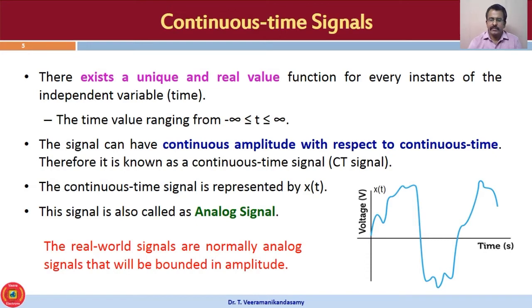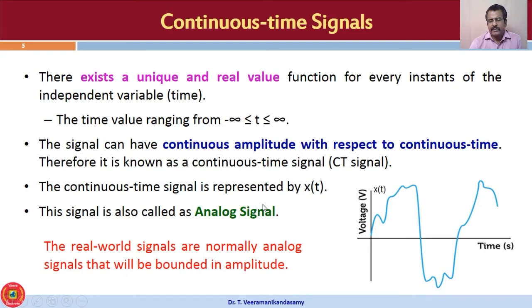We can see here this picture represents a continuous time signal. The x-axis is the time variable, and the y-axis is the voltage. It is actually a voltage signal, maybe from an analog electronic circuit, producing a wave like that. This signal keeps changing with respect to continuous time, so the signal has continuous amplitude with respect to continuous time, and so it is called a continuous time signal.